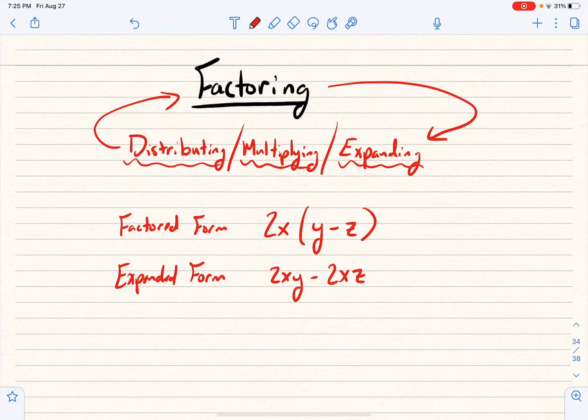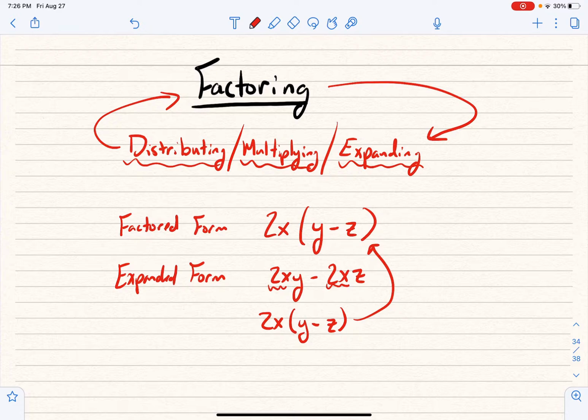Now the funny thing is you might look at this second one and go, hey, check it out. This has got a 2x and this has got a 2x. I could factor that off to the front and I get 2x times y minus z. And what did you do? Well, you just got back to where you were. At some point you've got to get off this revolving door and be either inside or outside.